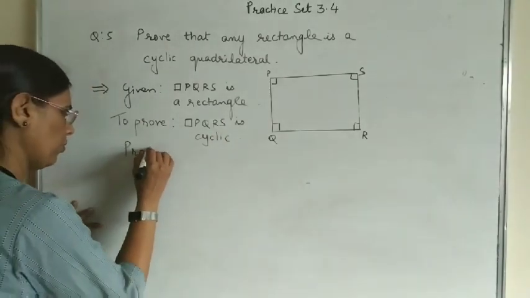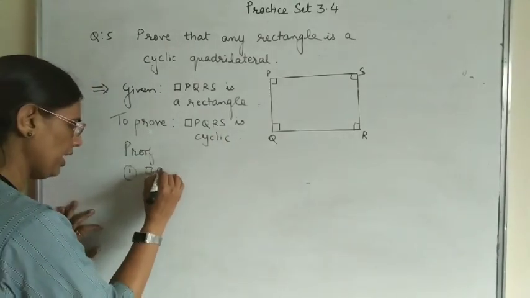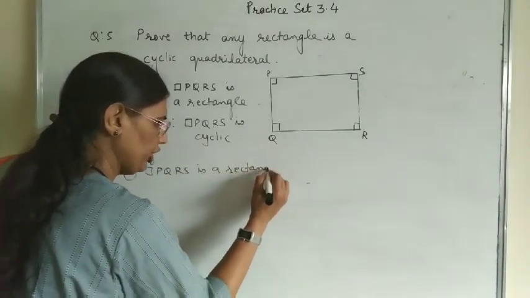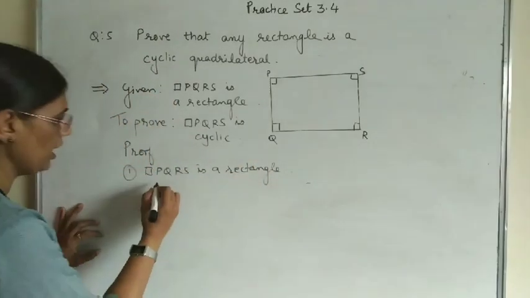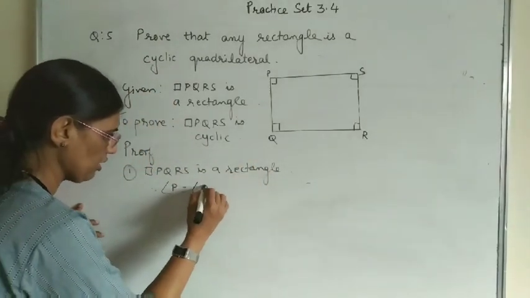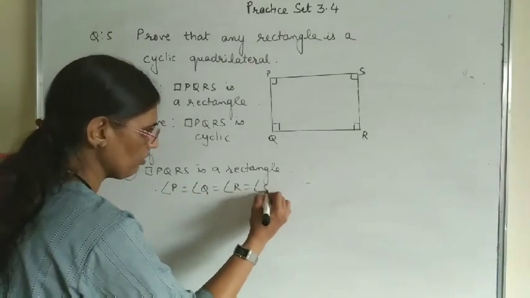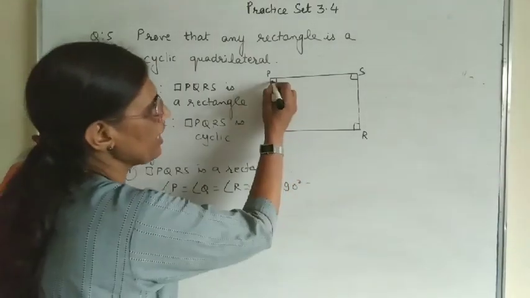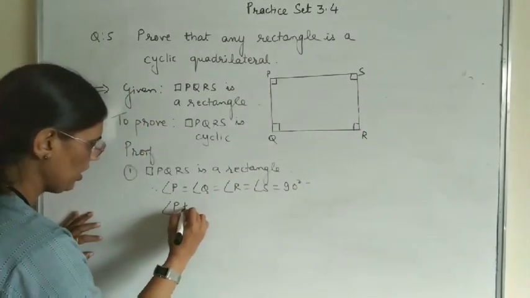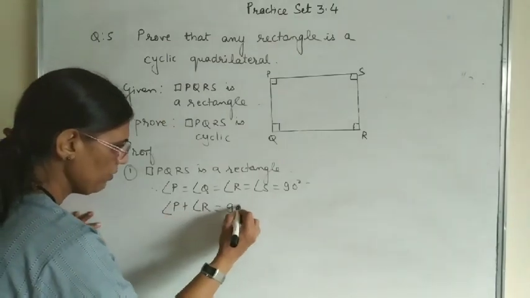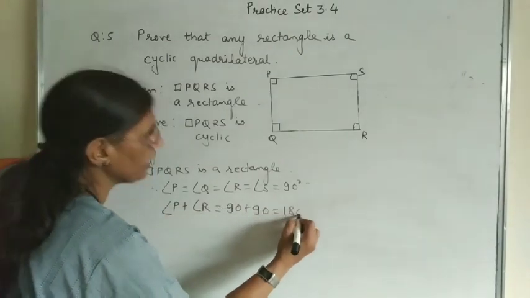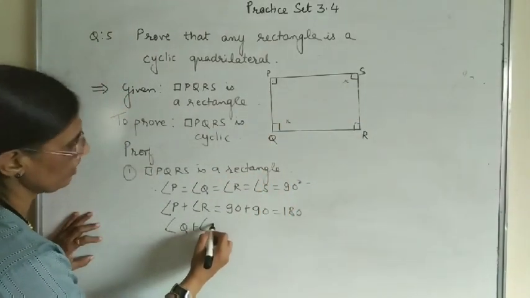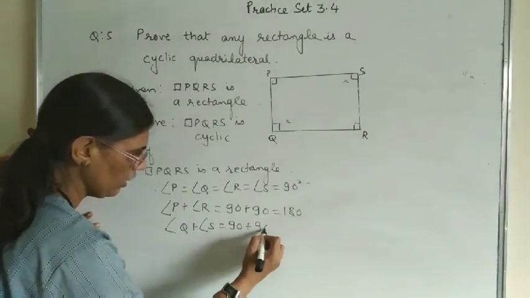Let us start the proof. Now we know that quadrilateral PQRS is a rectangle, and according to the definition of a rectangle, each angle is a right angle, and therefore we can say angle P is equal to angle Q is equal to angle R is equal to angle S is equal to 90. Now let us take the sum of opposite angles P and R. Angle P plus angle R, 90 plus 90, that is 180. Now let us take this pair of opposite angles, angle Q plus angle S, that is also 90 plus 90.